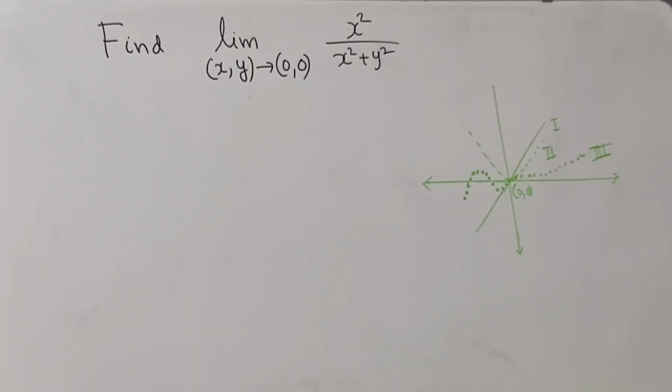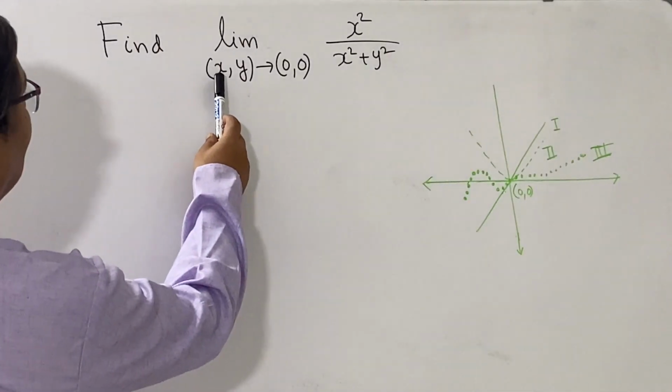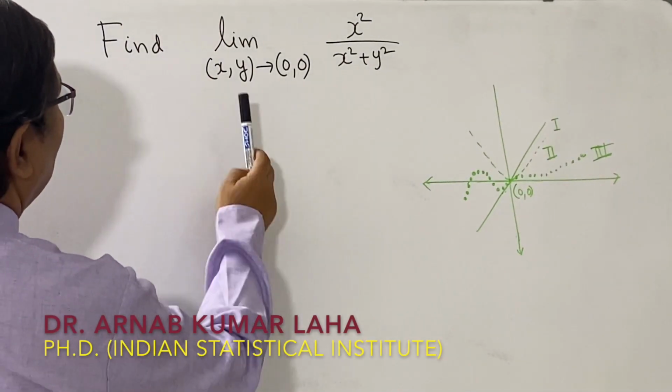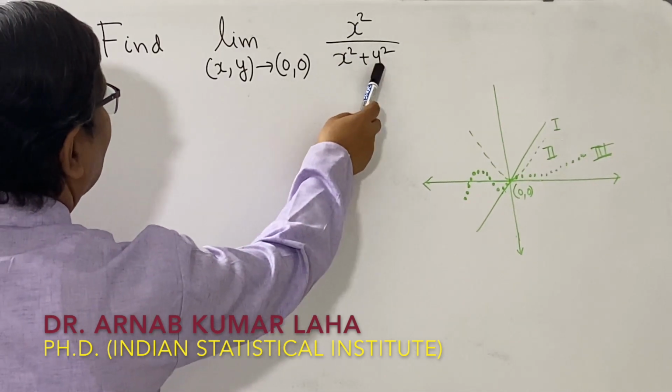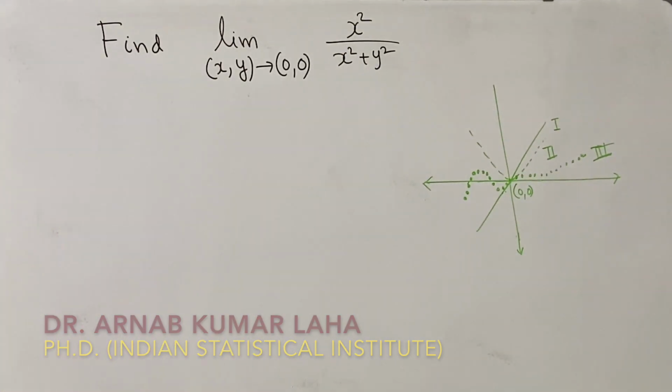In this edition, we are going to evaluate this double limit as (x, y) goes to (0, 0). What is the value to which x squared divided by x squared plus y squared tends to?